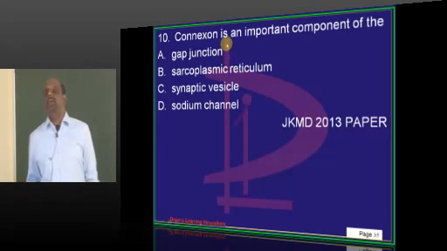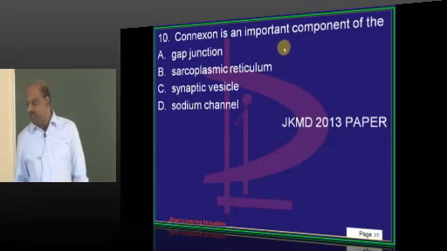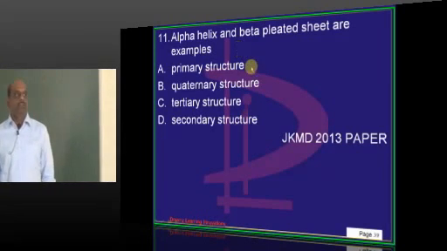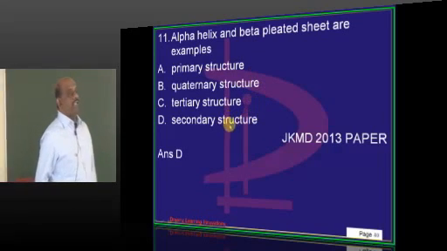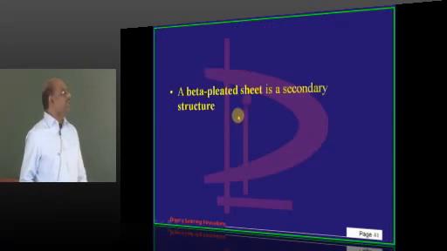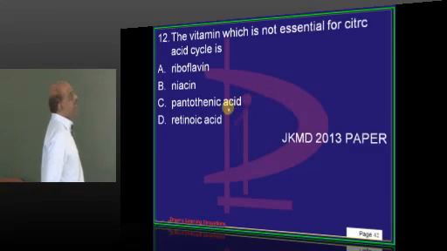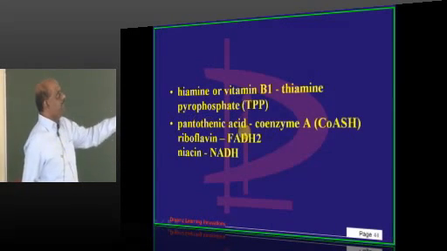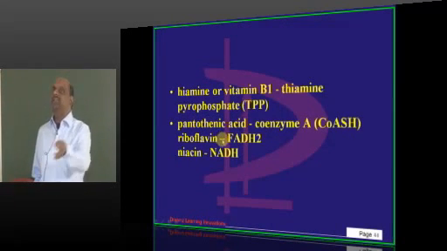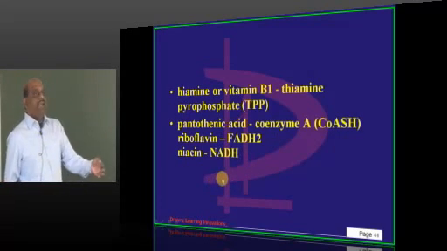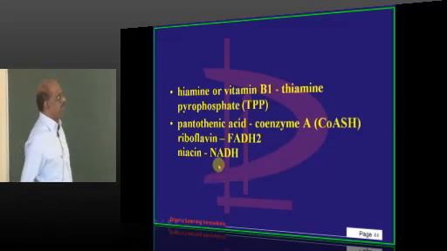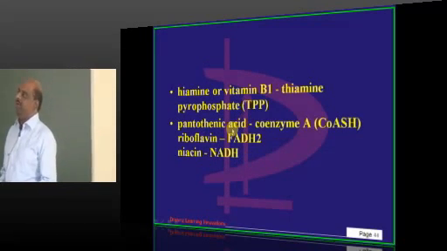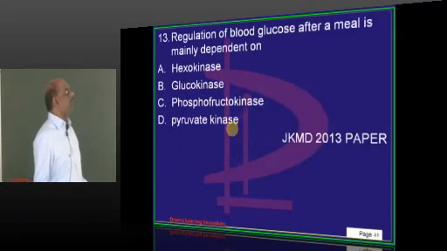Connexon is an important component of the gap junction, as all of you know very well. Now, alpha helix, beta pleated sheet, they are the classical examples of secondary structures, is what you need to remember. For the citric acid cycle, you don't need retinoic acid, but you require pantothenic acid because coenzyme A contains pantothenic acid. Niacin is a component of NADH, and vitamin B1, thiamine, is a very important component for the pyruvate dehydrogenase complex.